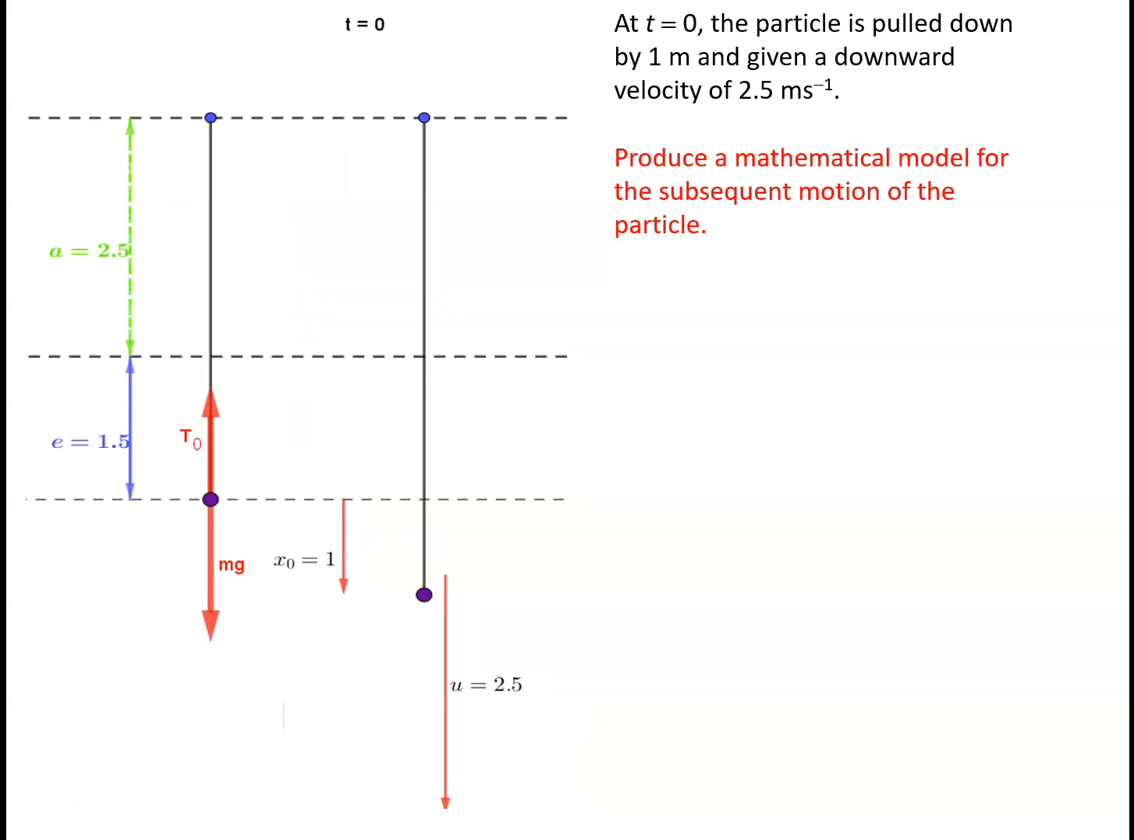Now, at t equals 0, the particle is going to be pulled down by 1 meter and also given a downward velocity of 2.5 meters per second. And what we want to try and do is produce a mathematical model for the subsequent motion of the particle.